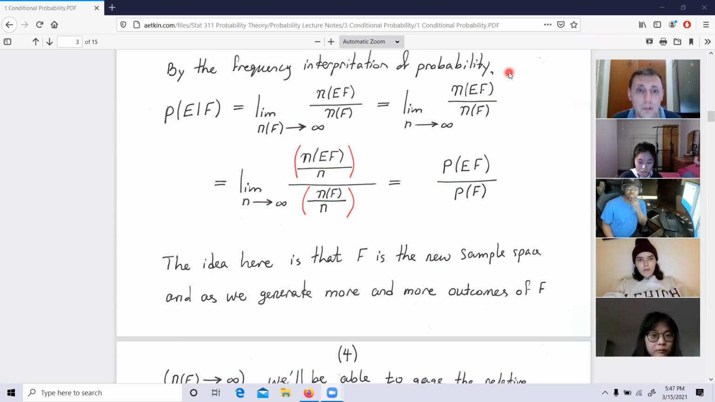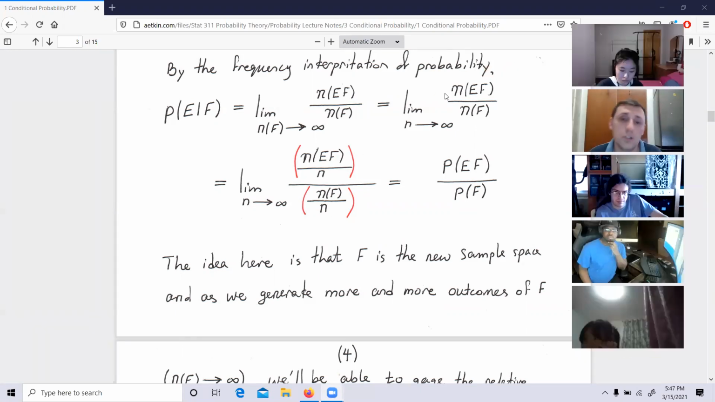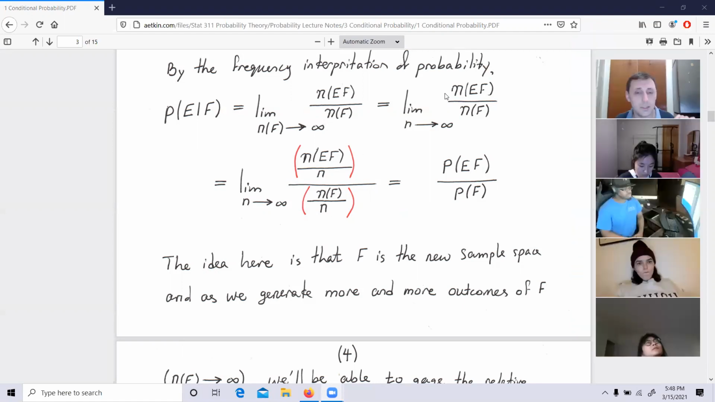Yes, of course, because F intersect E and E intersect F is the same collection of outcomes, right? What is E intersect F? It means that E is a collection of particular desired outcomes, and F is a collection of particular desired outcomes. E intersection F means that we have outcomes that are common to both of them. Everybody understands? Yes, guys? The probability of E intersect F is the probability of F intersect E, the same thing.